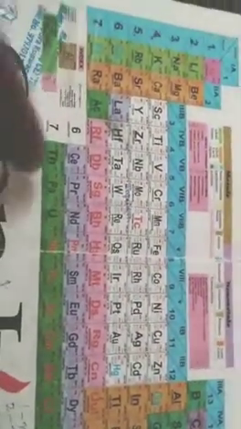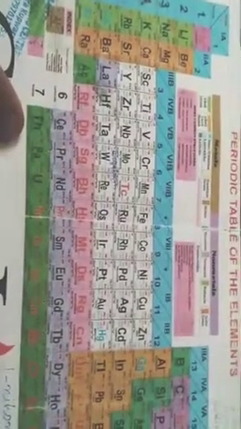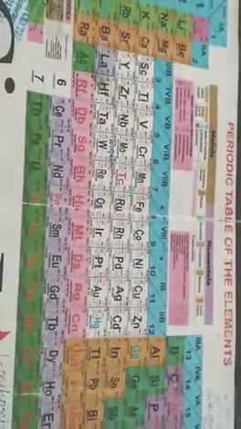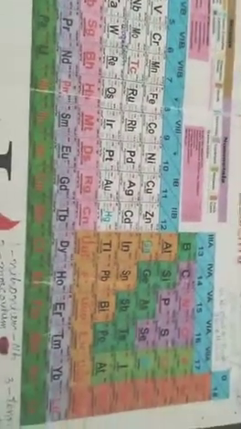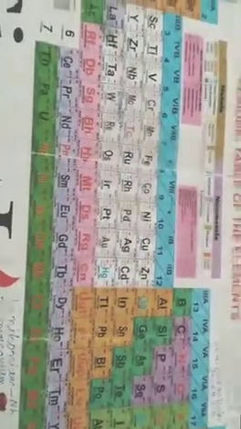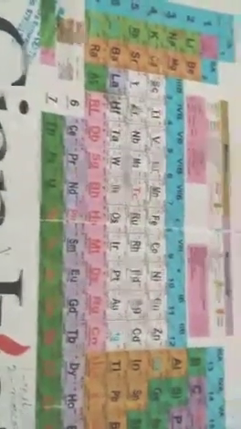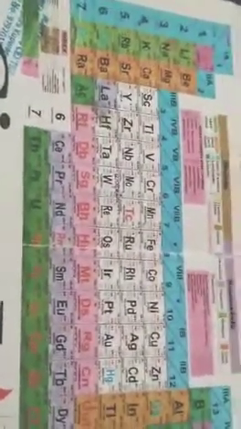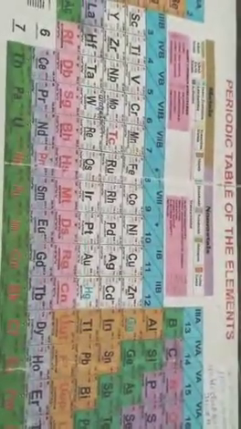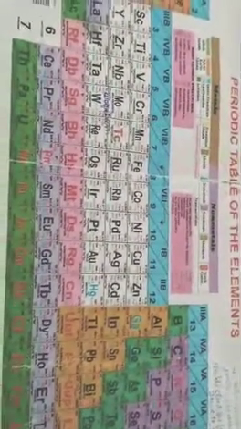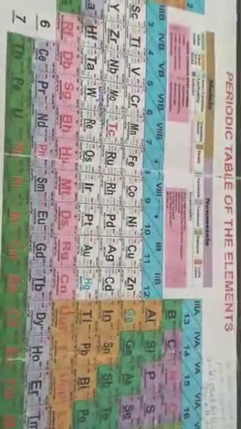Then we have period 7, which includes the actinides, and it is sometimes called an incomplete period because not all the elements of this period exist naturally. They were discovered later on and synthesized. So it was called incomplete sometimes, but today we know the properties of all these elements. Okay, then we should discuss other features of this in the next video.